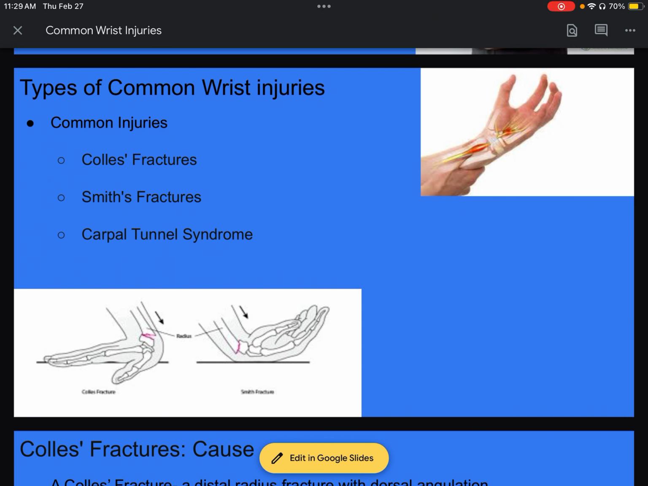The types of common wrist injuries are Colles fractures, Smith fractures, and carpal tunnel syndrome. As we can see here, carpal tunnel syndrome is more common in every situation, and as we're going to learn further down, these common injuries are connected to each other in some sort of way.